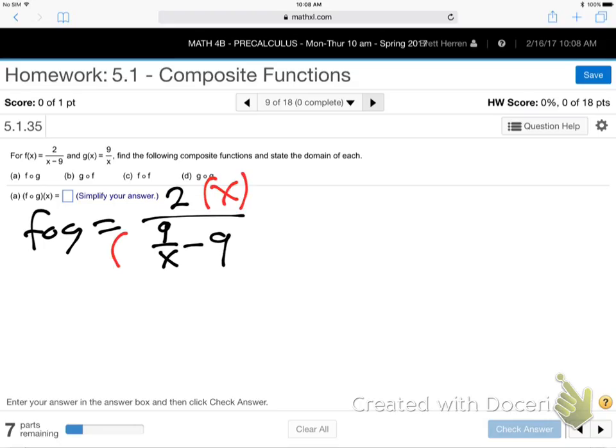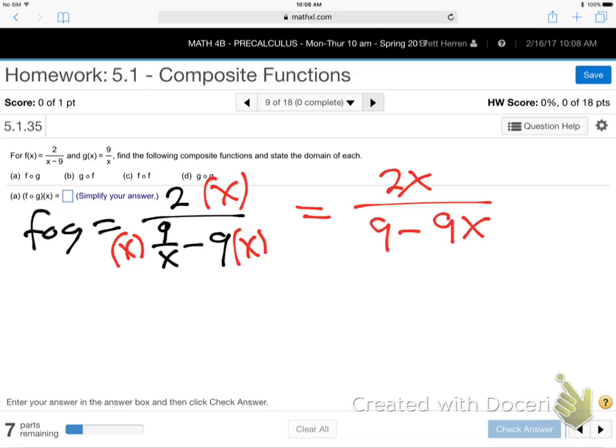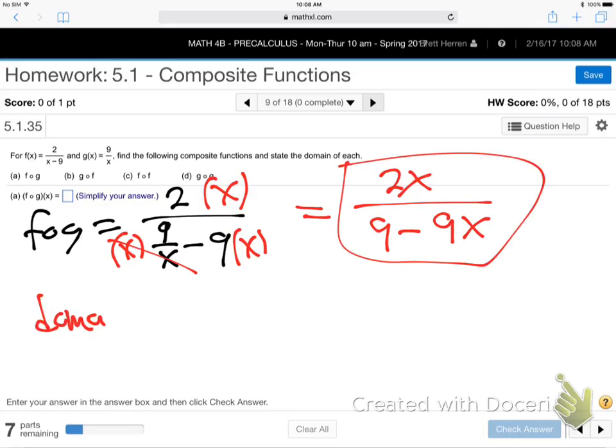Then I multiplied top and bottom by x, and I got 2x over 9 minus 9x because those cancel, right? And that was my final answer. Okay, now, here's the question. What's the domain of that? This is the f of g right there. What's the domain? Remember how we do domain? Remember what we always do?